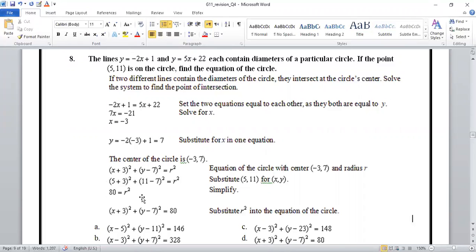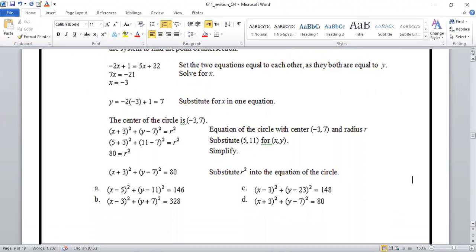So r² equals 80. By substituting in the equation of the circle, (x + 3)² + (y - 7)² = 80. The solution is number D.